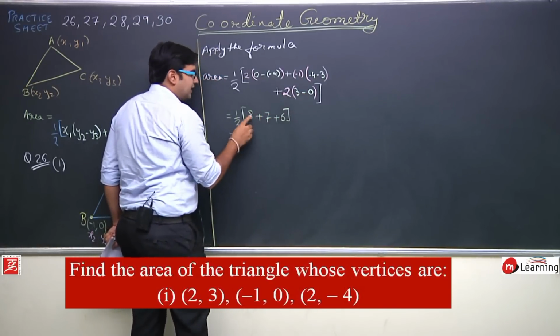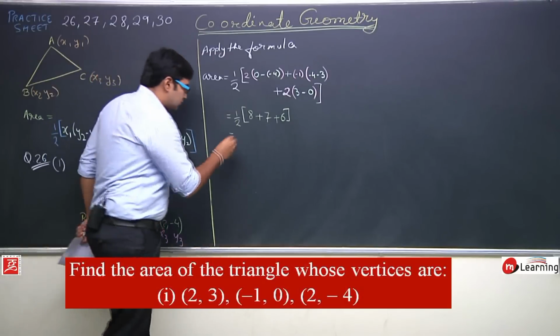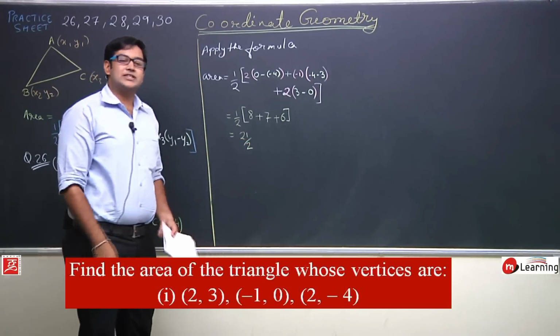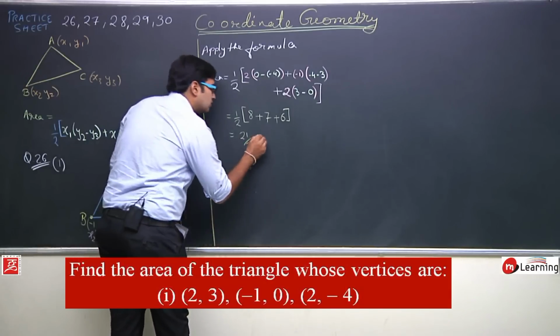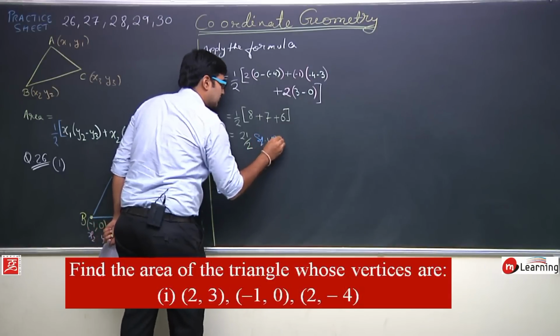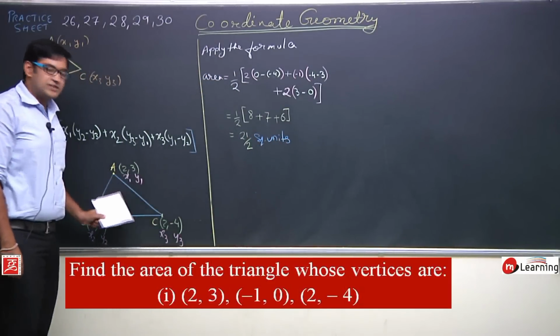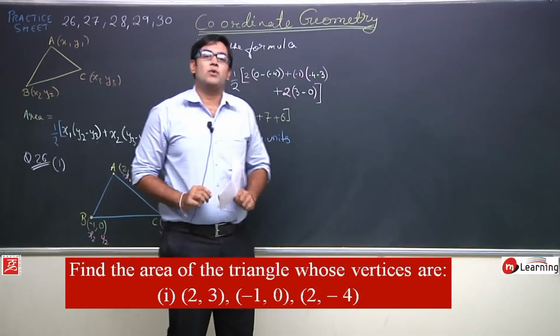Then adding this, 8 plus 7 is 15. 15 plus 7 will give you 21. So the area of the triangle is 21 upon 2. Now what will be the unit of this area? I will say that the unit of this area is square units, because we have taken the sides, the length of the sides of this triangle in units, not in centimeters. This is very important.